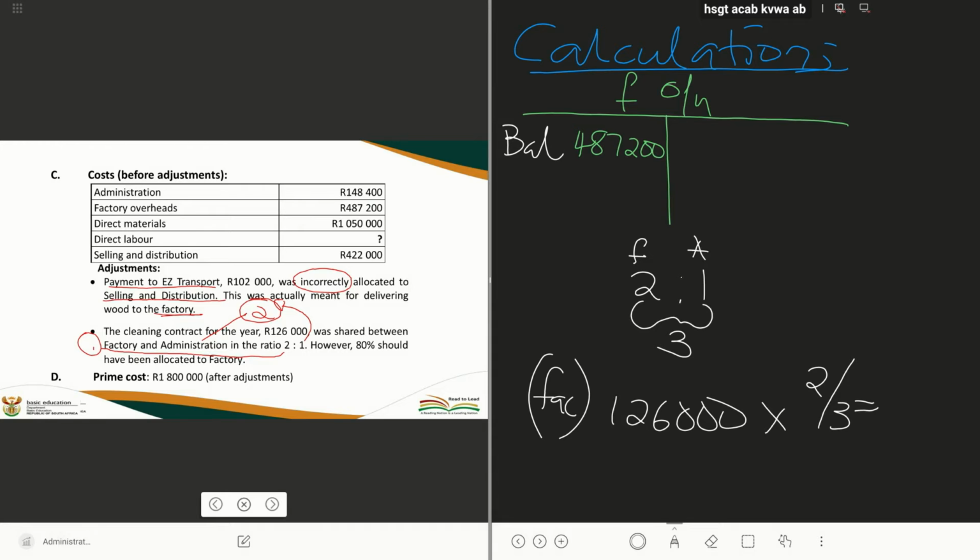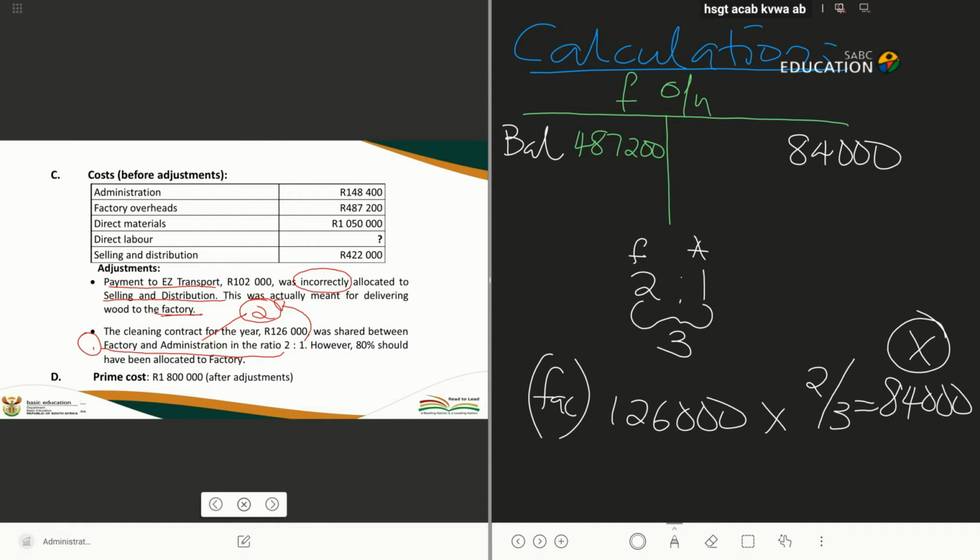126,000 times 2 divided by 3. It is 84,000. It means this 84,000 was incorrect. It was recorded incorrectly, so we must remove it. So you will say 84,000. Are you with me, my dear learners?